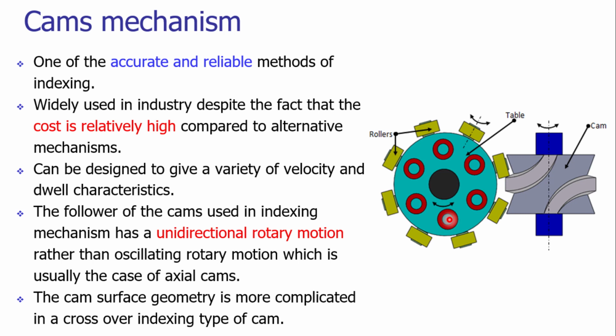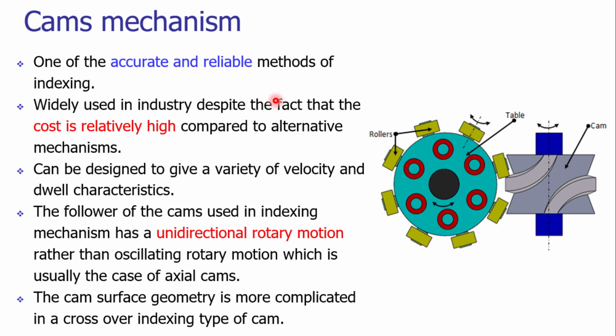on a shaft. So in this way, we can achieve the rotary indexing of the table by using the cam mechanism. The cam mechanism, or the cam based mechanism, is widely used in the industry despite the fact that it is very costly. Why is it costly? Because of the complexity in manufacturing of the cam, its assembly with the table, because we need to have the precision rollers as well here.